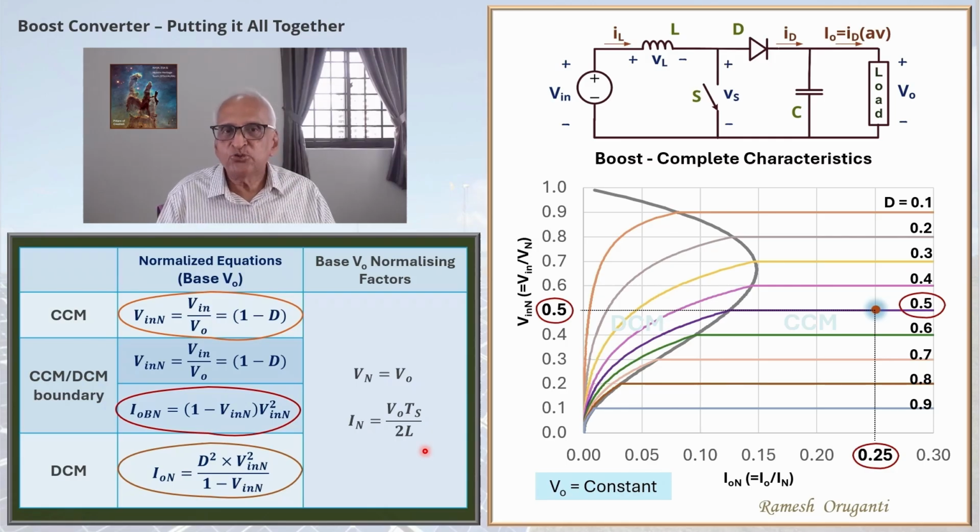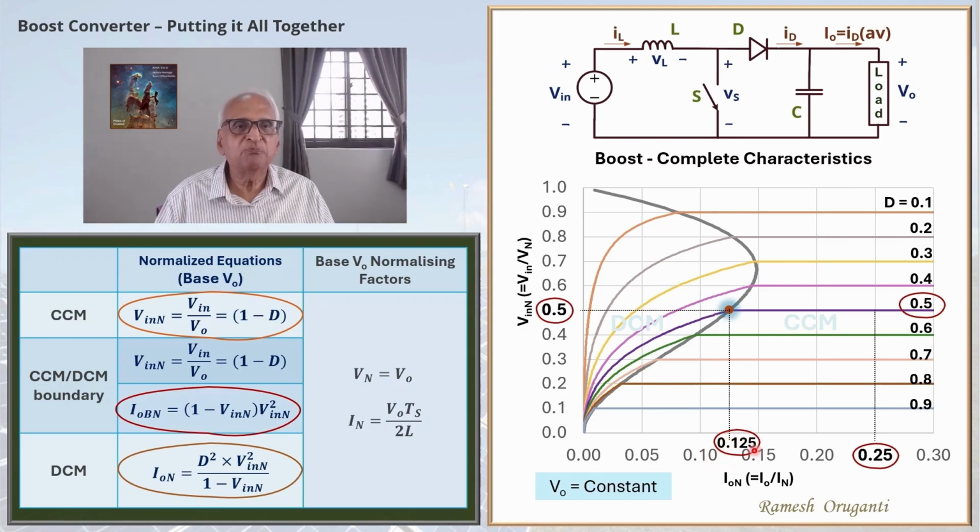Now we reduce the current. TS and L do not change. We are assuming V0 is always kept constant. Since Vin is maintained the same, Vn will continue to be 0.5. As we reduce the current, the operating point will move horizontally leftwards towards the boundary. At this point, the converter is operating at the boundary. The boundary normalized current is 0.125.